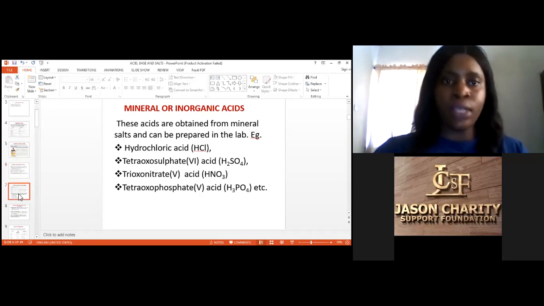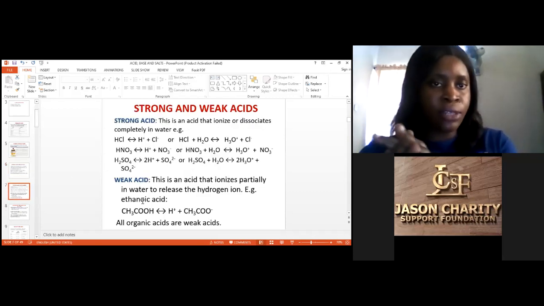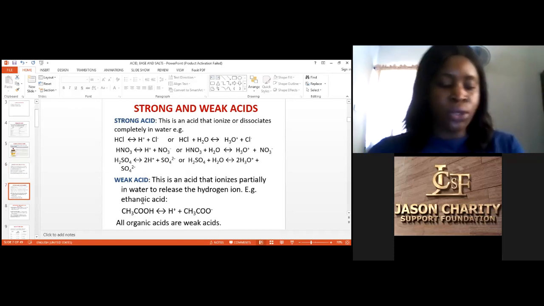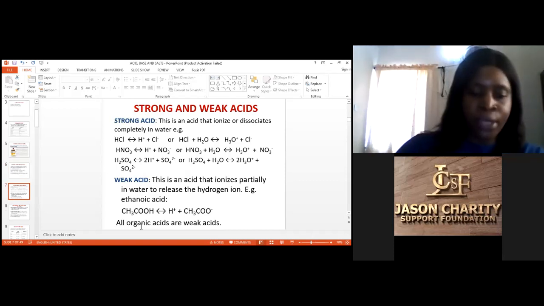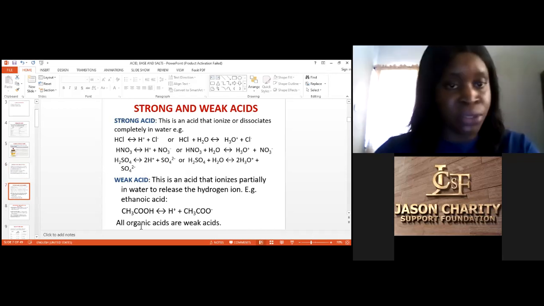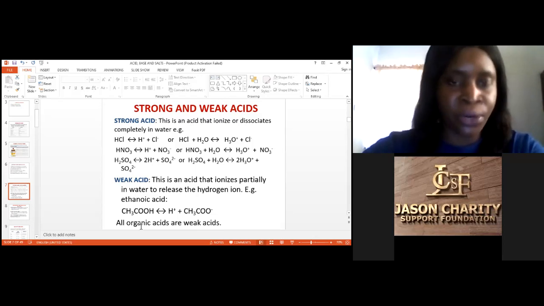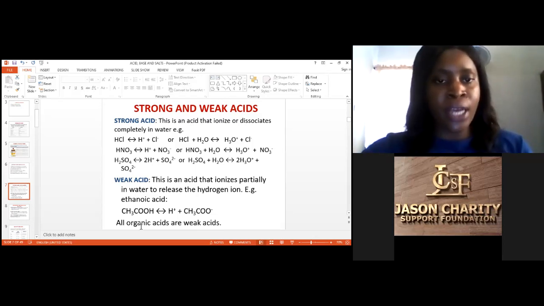Acid can also be further grouped into strong and weak. So acid in general, not just the inorganic acid, can be grouped or categorized into the strong acid and also into the weak acid.